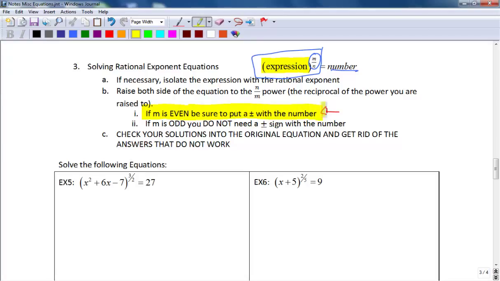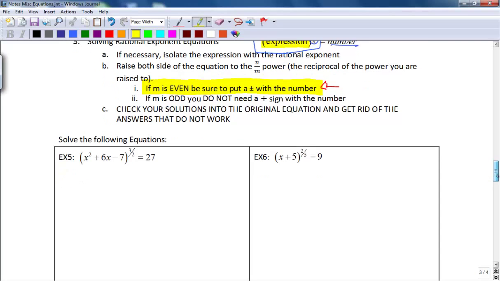The very last step is to check the solutions to make sure that they work. Again, that is important within the rational exponent equations. So let's take a look at some of the examples.